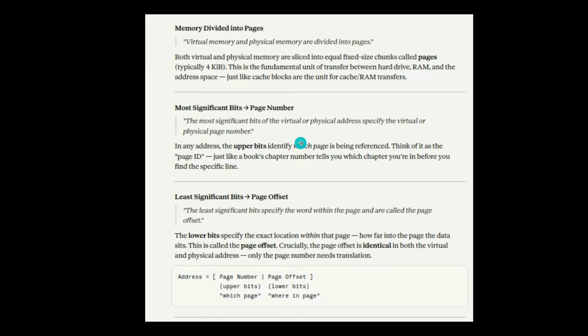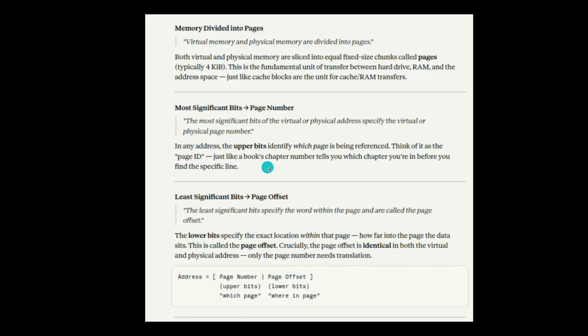These pages have numbers: page 0, page 1, page 2, page 3, like that. You can find these numbers using the most significant bits. The most significant bits of the virtual address define the virtual page number, and the most significant bits of the physical address specify the physical page number. In any address, the upper bits identify which page we are referring to, like a page ID. And the least significant bits are the page offset, which specifies the word within the page.